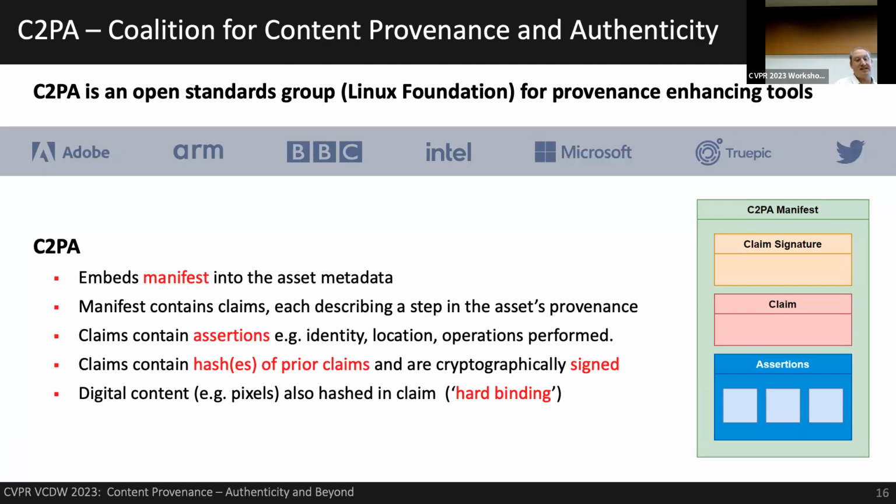It's cryptographically signed. It's made up of what are called claims, which contain facts, assertions about the provenance of an asset. So, for example, who made it, where was it captured, what kind of operations were performed to create that asset. And that could link back to other ingredient manifest assets as well. So these manifests link together in a graph, creating a provenance graph, and they're all bound together by hashes of the previous manifest and hashes to the pixels, the digital content in the image. In what we call a hard binding, which is just a kind of a SHA hash, or there are several kinds of cryptographic hashes supported.